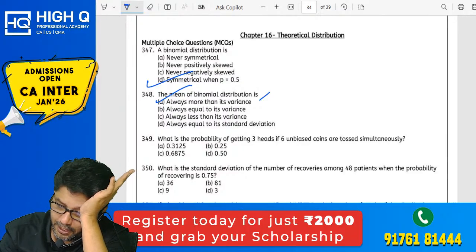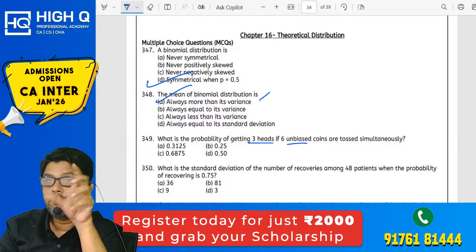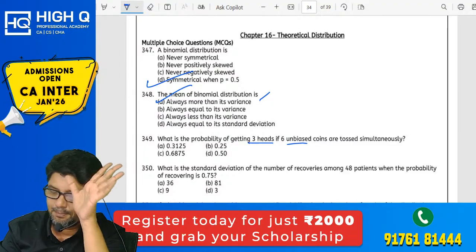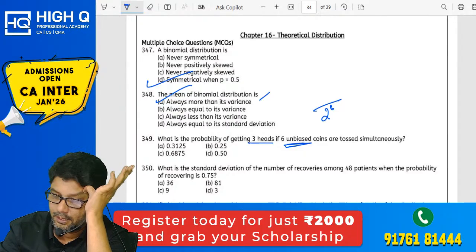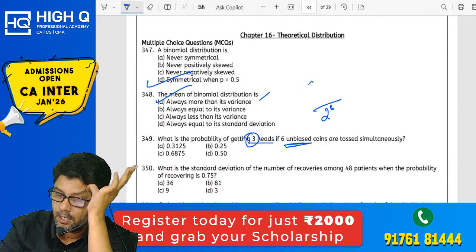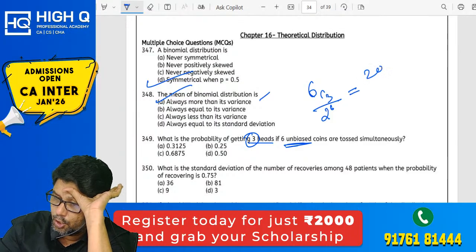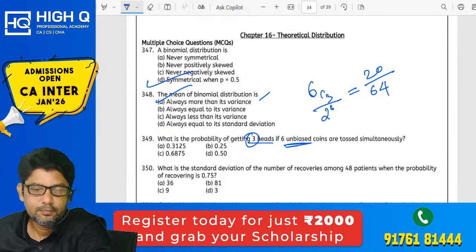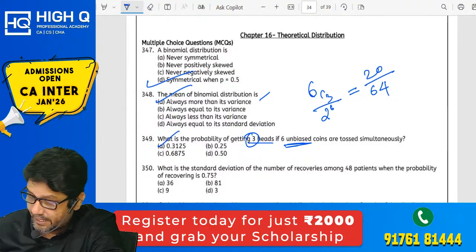What is the probability of getting 3 heads if 6 unbiased coins are tossed simultaneously? Sir, binomial distribution formula to be applied? Nothing doing. Very simple. Are you ready? Total how many coins are tossed? Denominator write 2 power 6. And how many heads you want? Out of 6, C3. That's it. What is 6C3, my dear? 20 divided by 64. 0.31. At any cost, don't ignore.